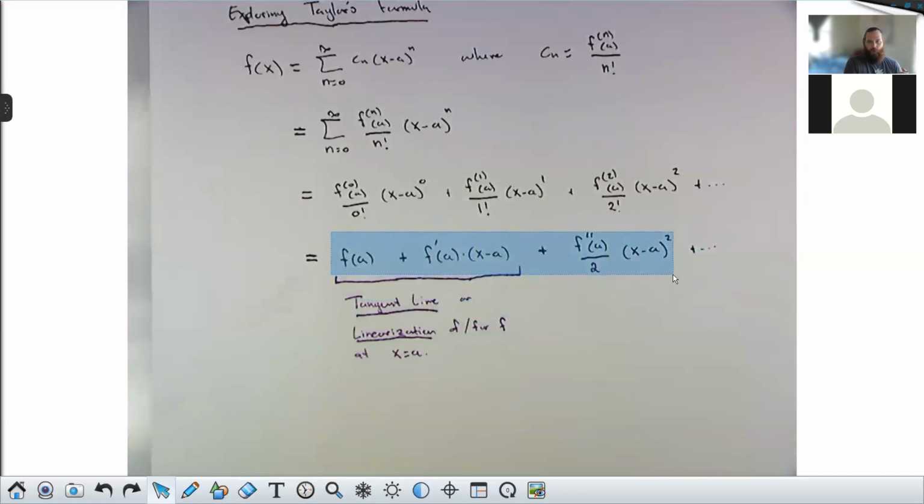What do you think if I include the first three terms? If you go out to the quadratic term here, where you have an (x minus a) squared, you might call this thing the tangent parabola. It's the unique polynomial of order 2 that has the same first and second derivative as your function.